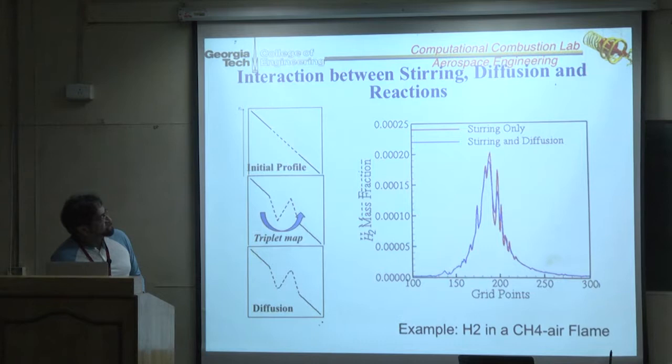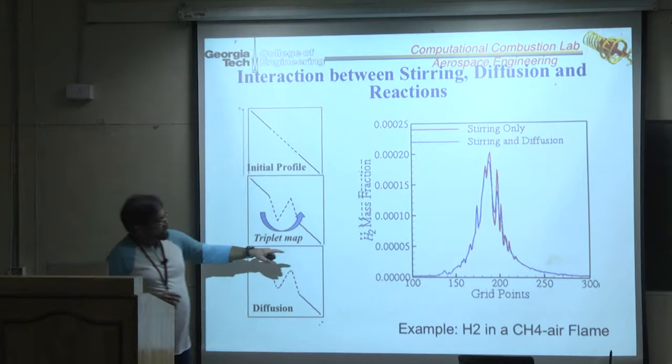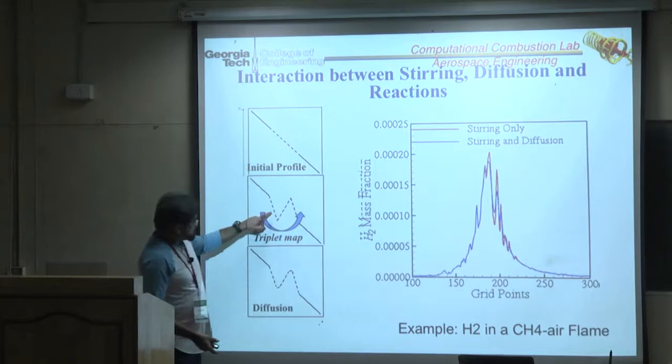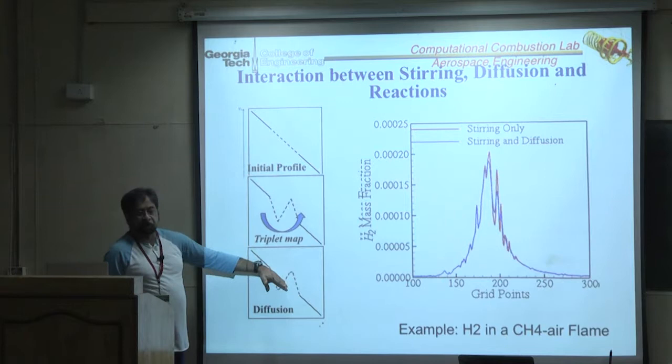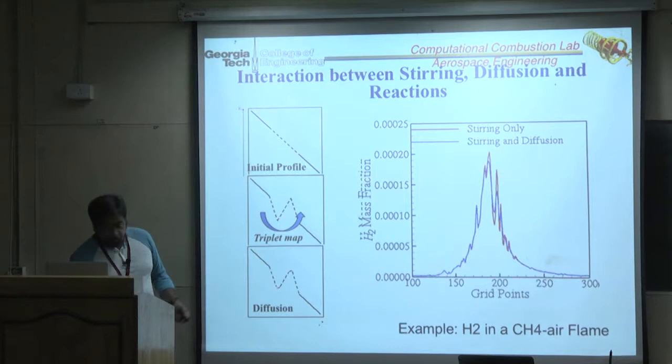So once the diffusion came, some of those gradients got blunted, and you can see some of it is wiped out. So this is what it's doing. A mapping, a turbulent stirring makes sharp gradients, and a single diffusion event will destroy this part. You let it diffuse more, eventually everything will come back to the original point, right? All the gradients will wipe out. So this is with diffusion turned on.